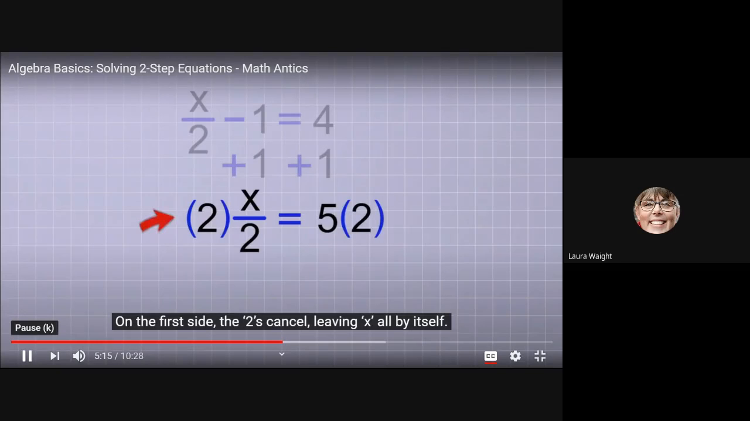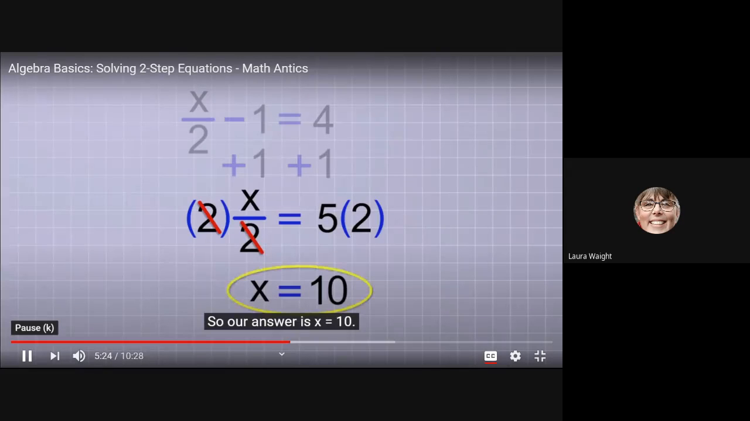On the first side, the 2's cancel, leaving x all by itself. And on the other side, we have 2 times 5, which is 10. So our answer is x equals 10.